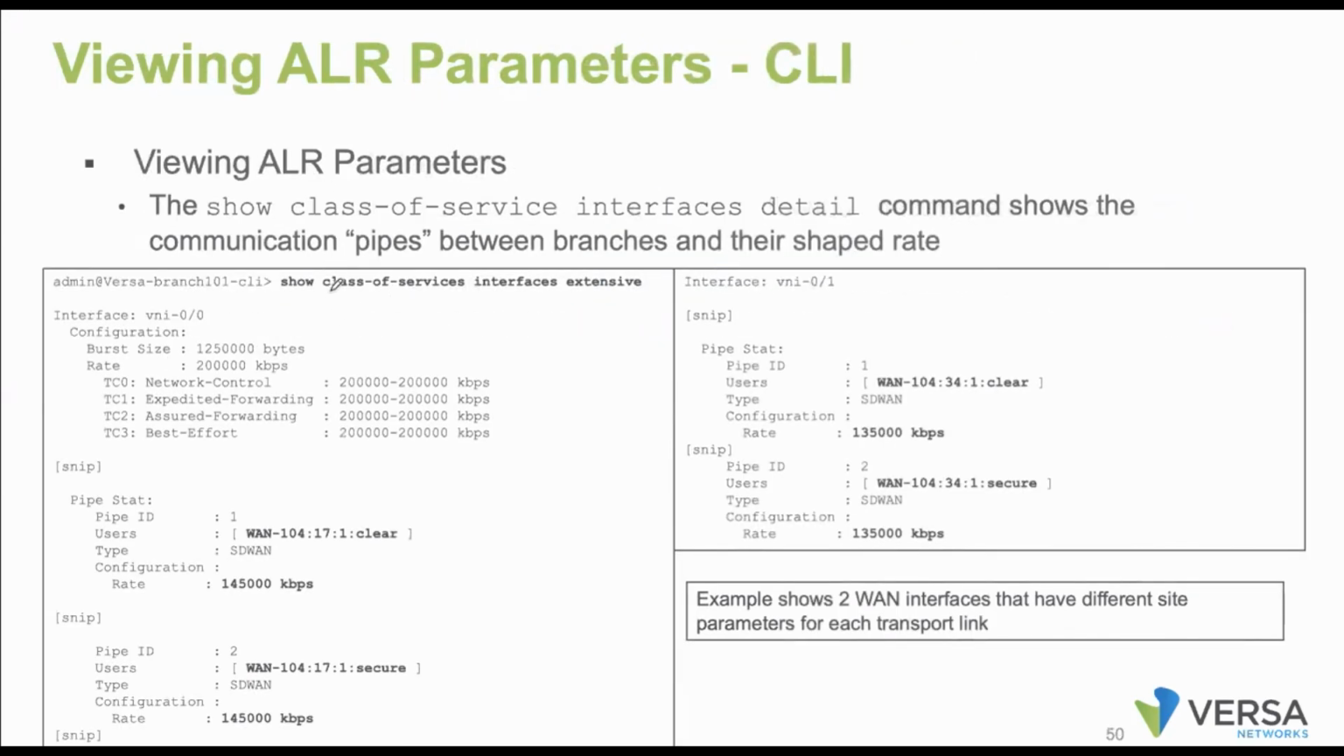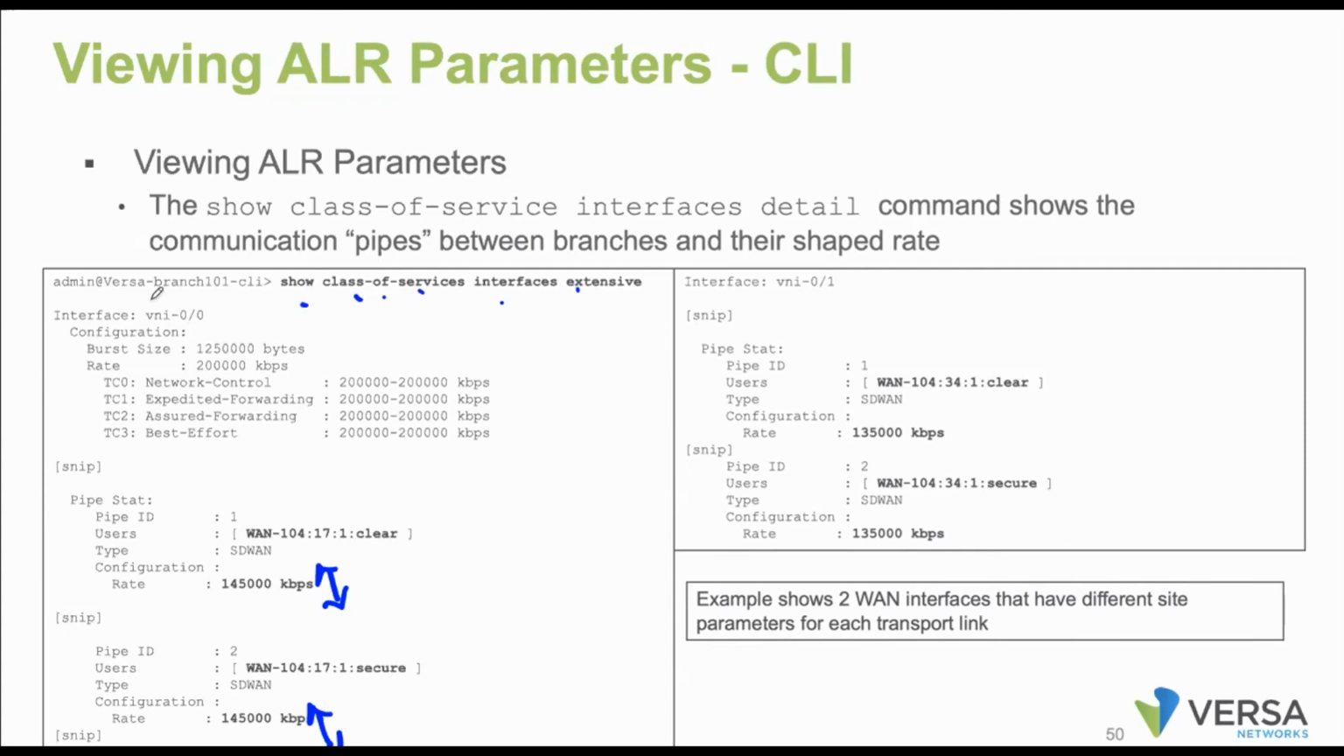For the commands to verify the class of service, there are multiple CLI-based commands, out of which one command is show class of service interface extensive. So here you could see the configured rates, the configured rate is 145,000 kilobits. Okay, what is going to happen if adaptive shaping is in place?